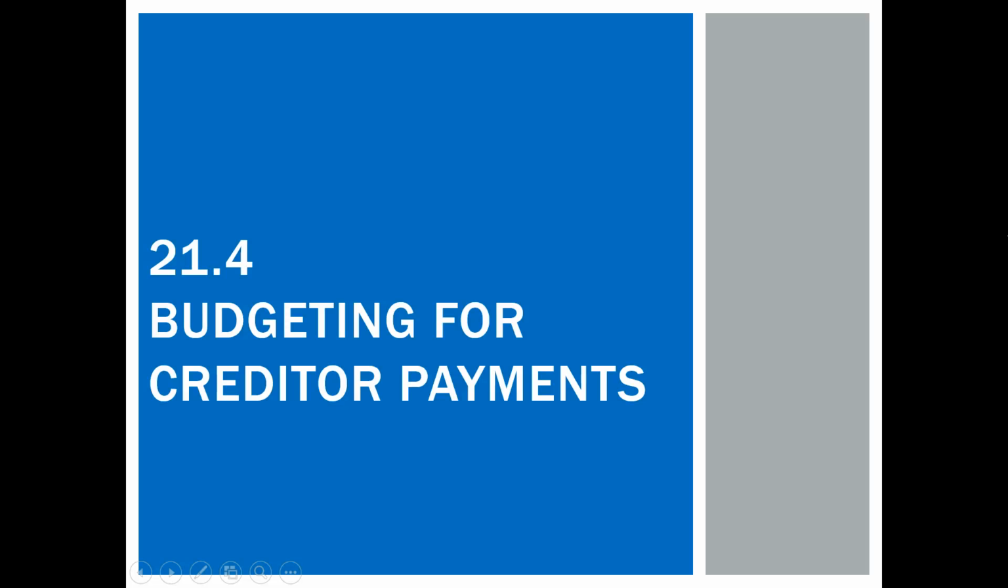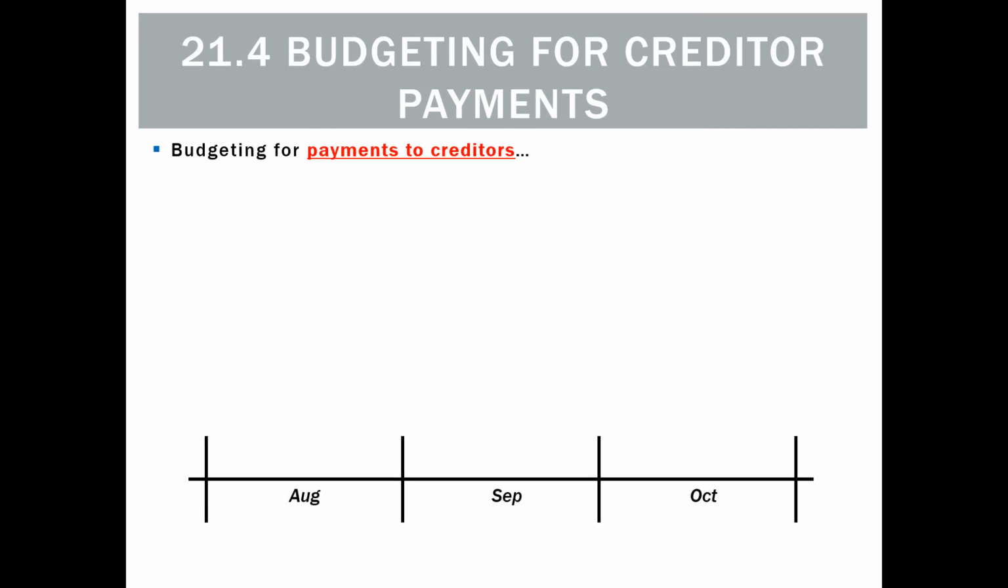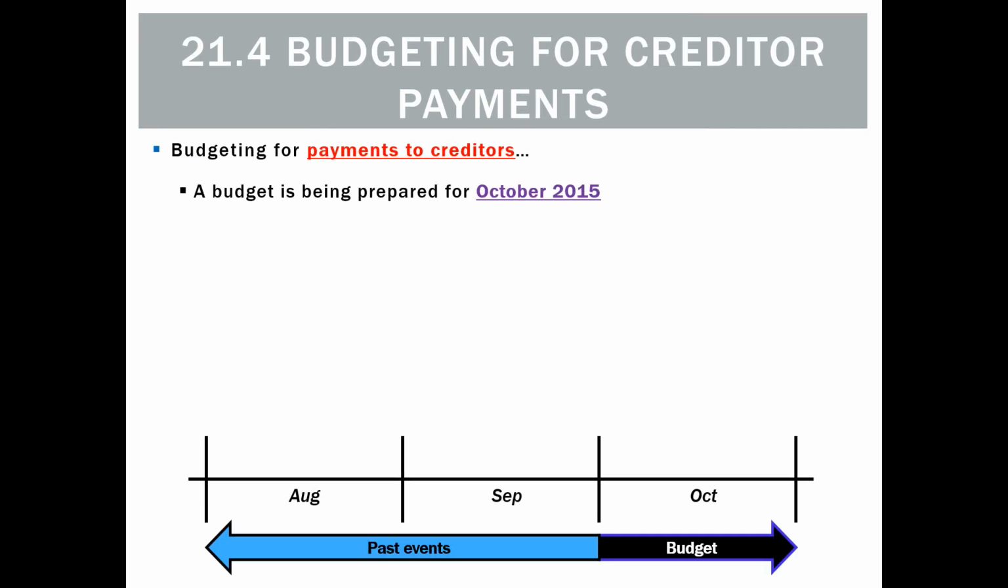A budgeted cash flow statement might need us to budget for the amount of cash we'll pay to creditors. So let's take an example to see how we do this. Let's assume that we're doing a budget for October 2015, so just that 1 month at the end.